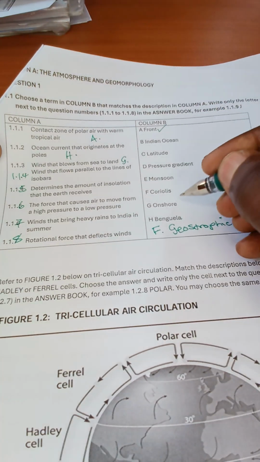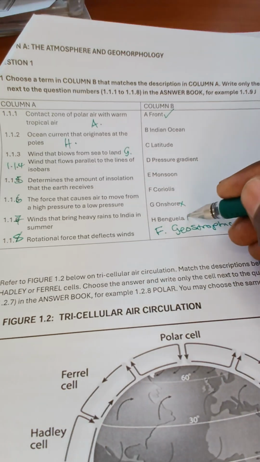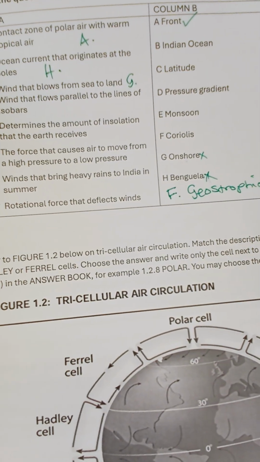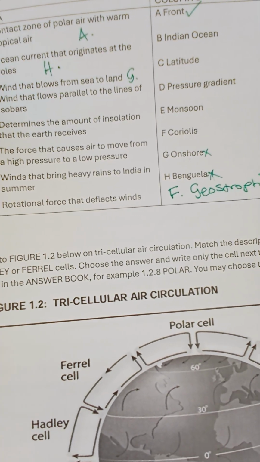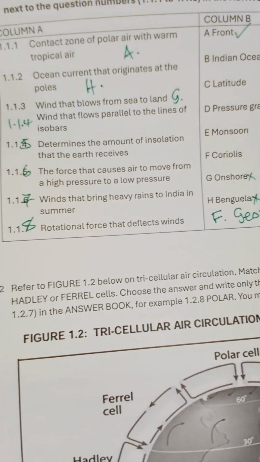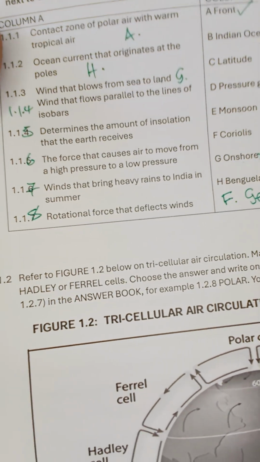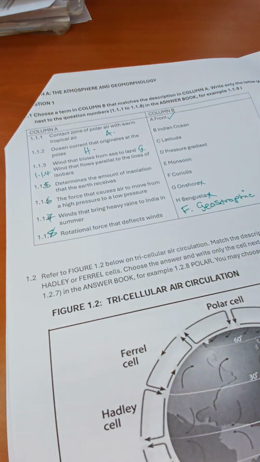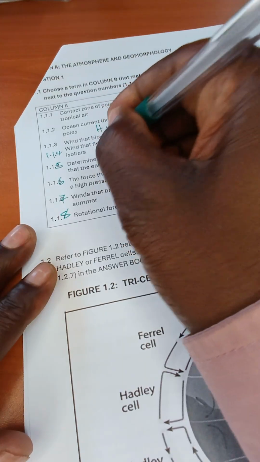So we have taken out onshore there. We've also taken out Benguela there. Then wind that blows parallel to the lines of the isobars. Obviously, we are talking about our geostrophic flow, when the pressure gradient is equal to the Coriolis force. That's where we've got the geostrophic flow. So our answer there is F, which is geostrophic flow.